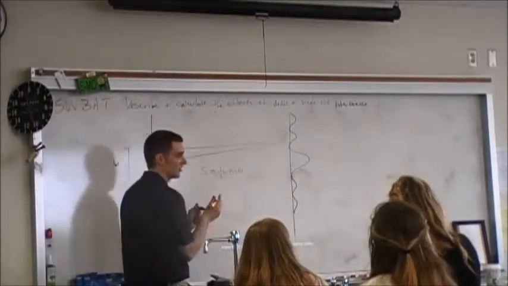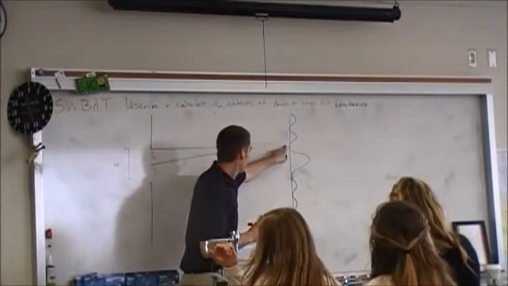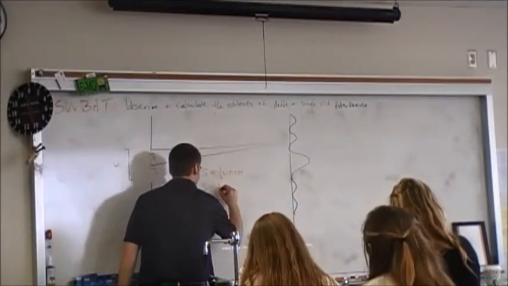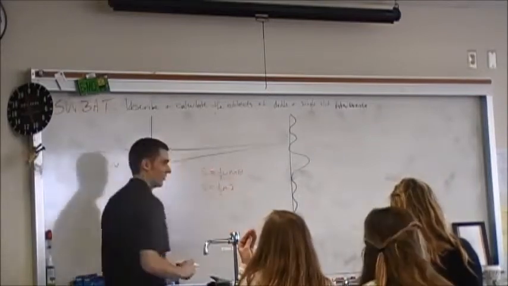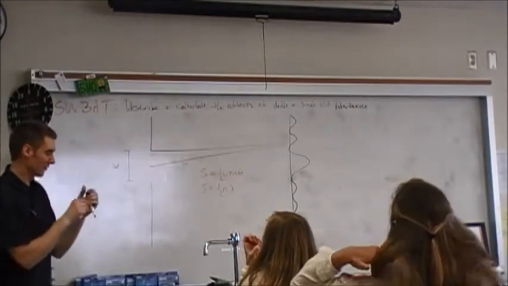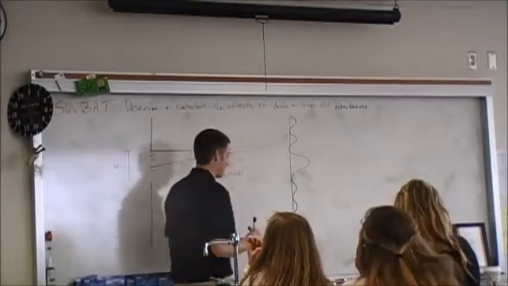Now, the condition for destructive interference is when that path length is exactly equal to half an integer wavelength, right? Because the waves have to be out of phase at that spot. We're talking about half integers.